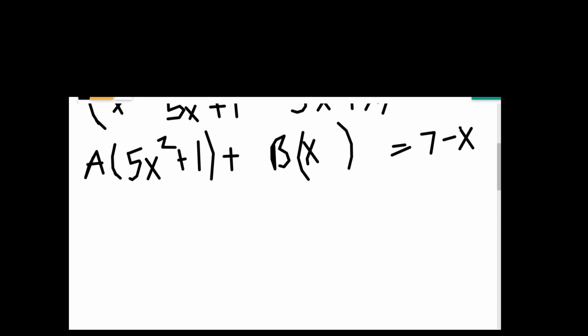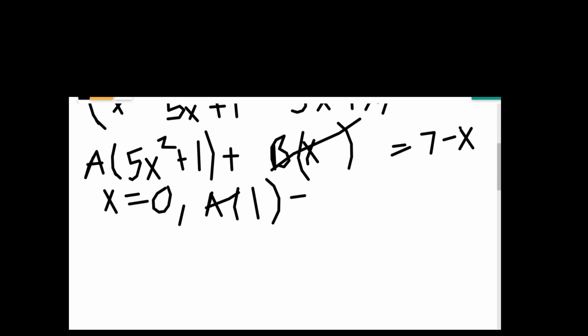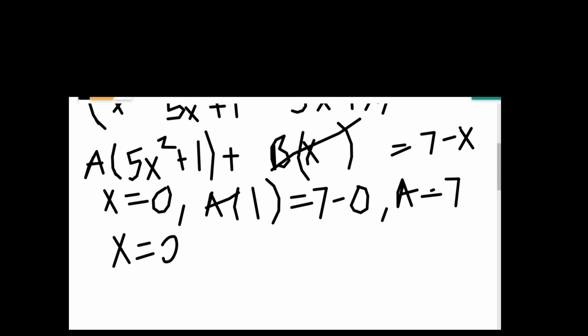So now we're going to use the Heaviside method. We're going to let x equal 0. So this will just be 0. And then when we plug in 0 for x over here, then we're going to have a times 1 is just equal to 7 minus 0. So a is just simply equal to 7. Now, since we can't have this expression be equal to 0 in any way, we're going to have to try a different approach. Now that we know that a is equal to 7, we can plug in any value of x. Let's say x equals 2.